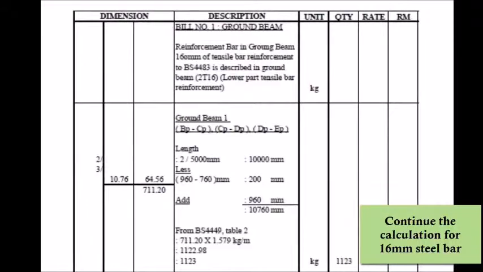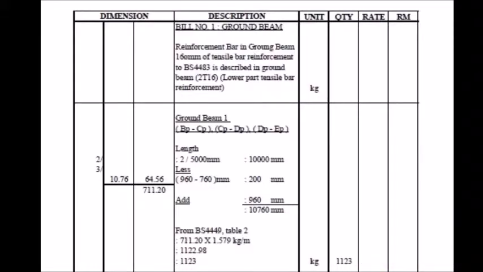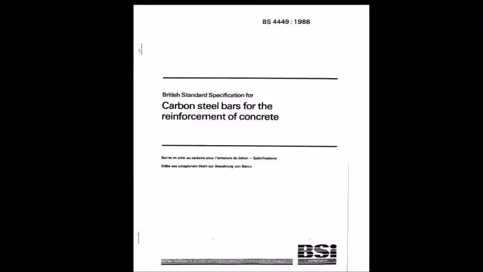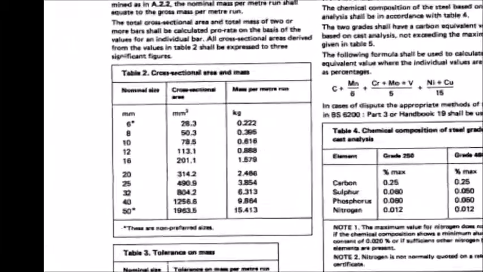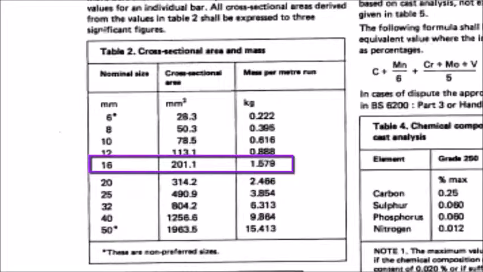Then, let us move on to continue the calculation for the 16 mm diameter steel bar, until we get the grand total meter of all 16 mm diameter steel bar used in this project. So, now we can proceed to refer to the British Standard, BS 4449, to get the mass per meter of the 16 mm diameter steel bar.